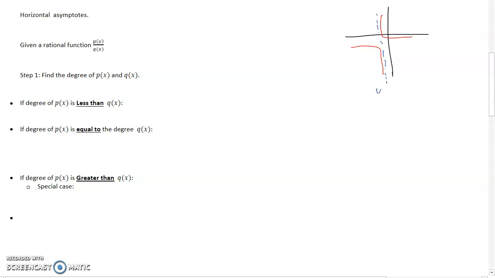So now we're going to talk a little bit about horizontal asymptotes. Horizontal asymptotes are what we look at with a rational expression. Let's say I've got a graph like this, and when I graph my rational expression, I might see something like this. We know that the vertical break in the graph right here is called a vertical asymptote. And the horizontal break in the graph, this one right here, is called the horizontal asymptote.